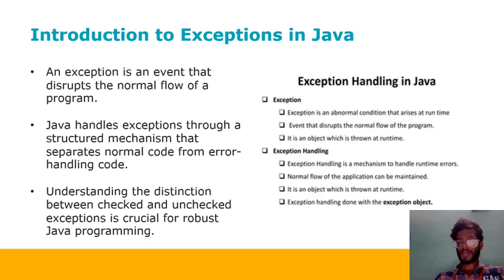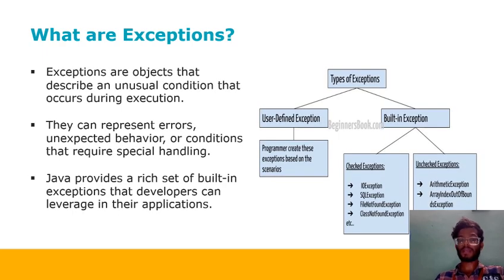And there are some exception handling conditions we have which is used to handle runtime errors. Normal flow of the applications can be maintained. It is an object which is thrown at runtime. Exception handling is done with the exception object. Right. So what are exceptions?